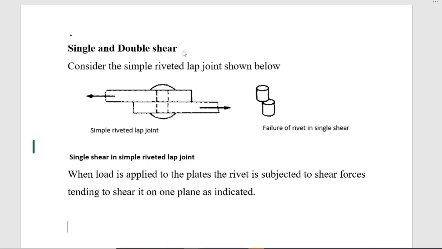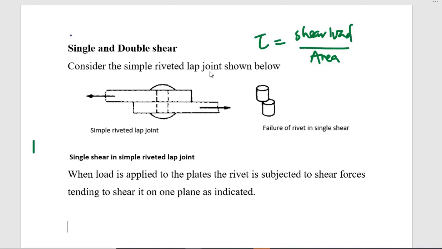Today we are going to discuss what is meant by single and double shear. We have so far talked about shear stress, and we said that shear stress is given as tau, which is equal to the shear load over the area resisting shear. Now we are going to look at two scenarios, a single shear and a double shear.